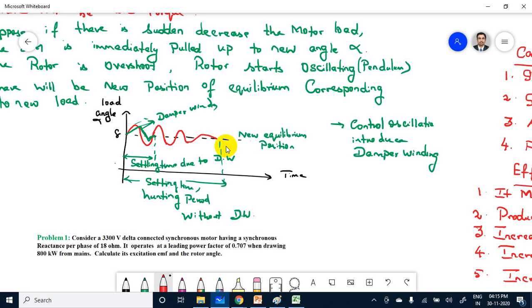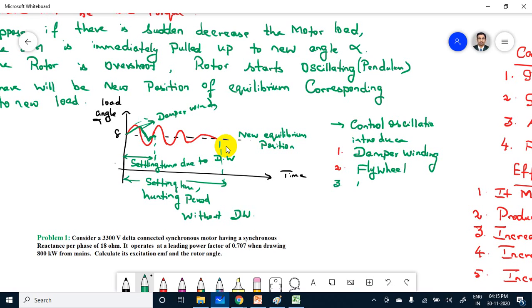The second one, you can implement a flywheel arrangement. The first one is a damper winding to control this hunting. The second one is the flywheel arrangement, which you can connect with the prime mover to maintain the rotor speed constant.